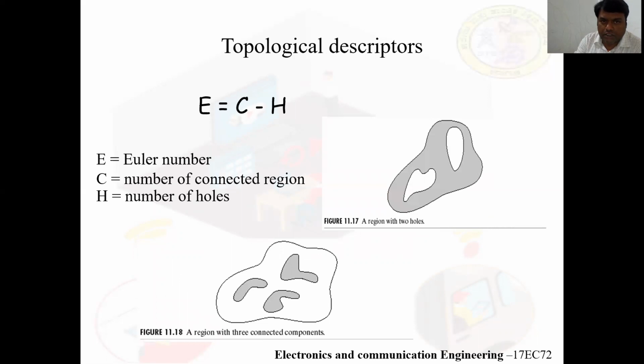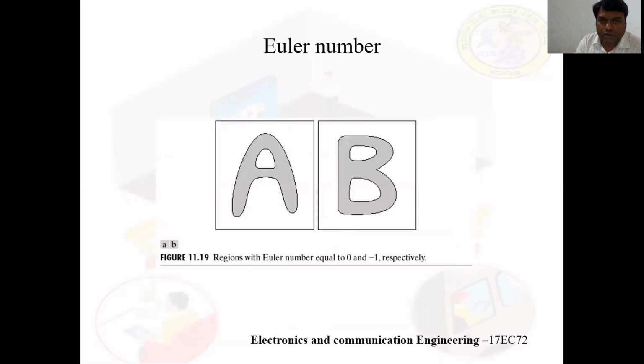Topological descriptors. E is equal to C minus H. E is the Euler number, C is the number of connected regions, and H is the number of holes. In the figure, a region with 2 holes. In another figure, you can see a region with 3 connected components. Regions A and B have Euler numbers equal to 0 and -1 respectively.